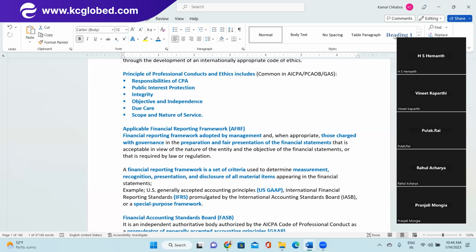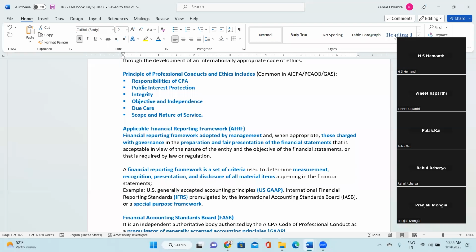Sir, he or she is independent while doing the audit. What does independent mean here? So not putting any pressure of external bodies or external authorities. Anyone else would like to add? Vineet, Rahul, Pranjali, Pulak, Hemant. No material or immaterial interest in client or something like that. Yes, that's one of the points.